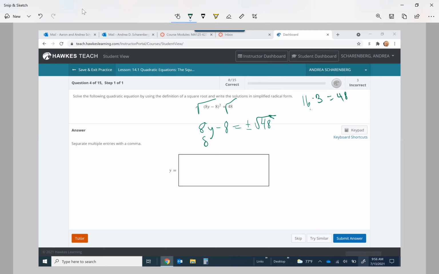So the next step here, we have 8y minus 8 is equal to plus or minus, think of that as the square root of 16 times 3, right? So out comes a 4. So that's how we get to this step, 4 square root 3. Now we're going to add 8. And now we have 8y is equal to 8 plus or minus 4 square root 3. Now we'll divide by 8 to get y on a side by itself.